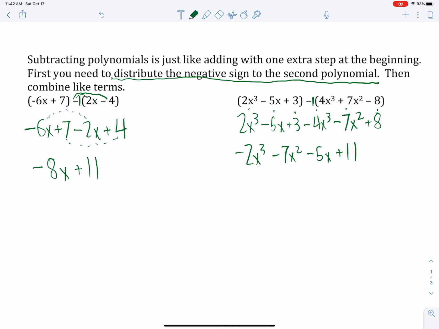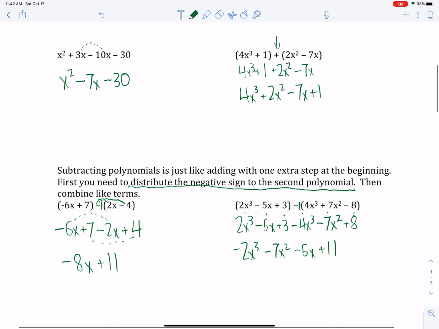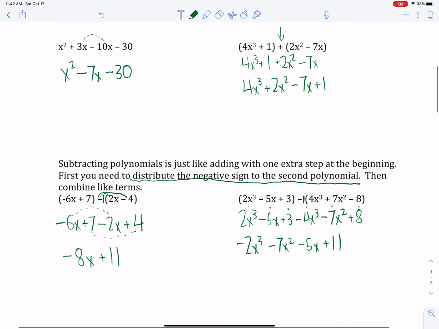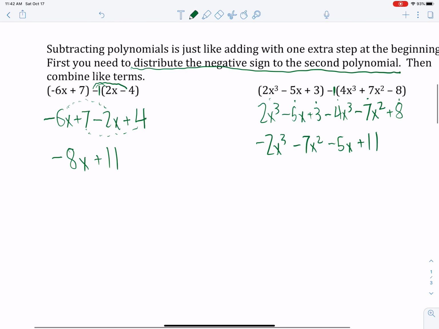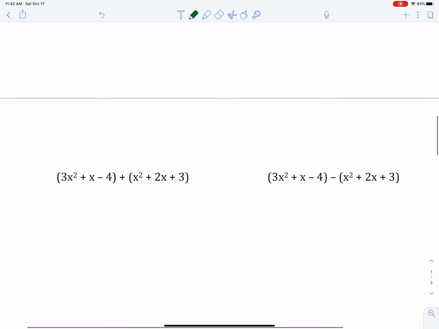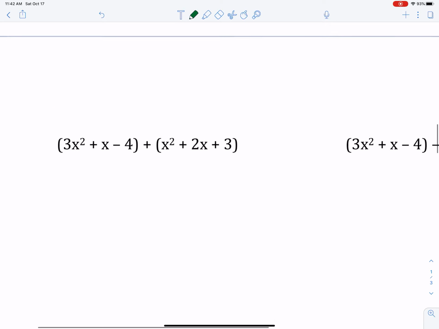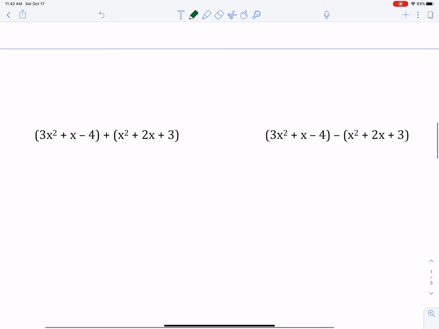So unlike the adding problems up above where you could just drop the parentheses and combine like terms, when you're subtracting, you can drop the first set of parentheses, but you change the signs of the second polynomial and then combine like terms. So let's look at two more. Here we have the same polynomials. The first problem we're adding, the next problem we're subtracting.